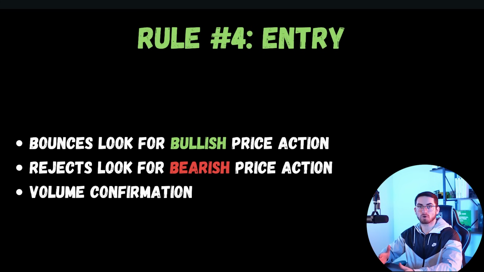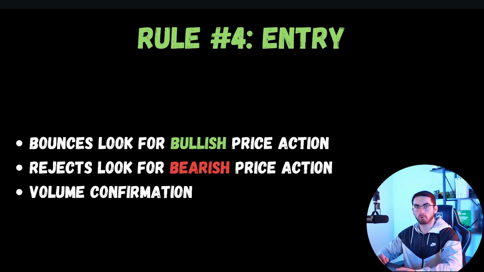Now for rejects, we want to look for bearish price action. So if the overall trend is to the downside and price trades back up into your retracement, you want to start looking for bearish price action. Bearish hammers, gravestone dojis, bearish engulfing candlesticks, or even long upper wicks, because that's going to show us that sellers are entering the market and are looking for price to continue going lower.